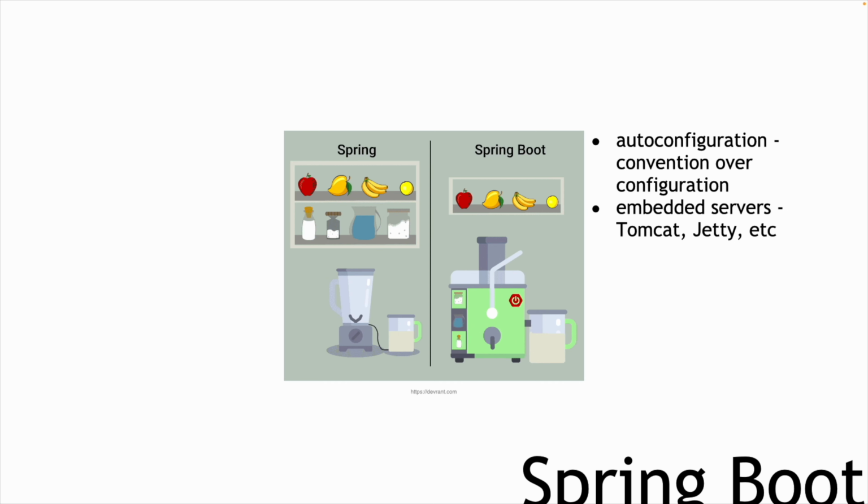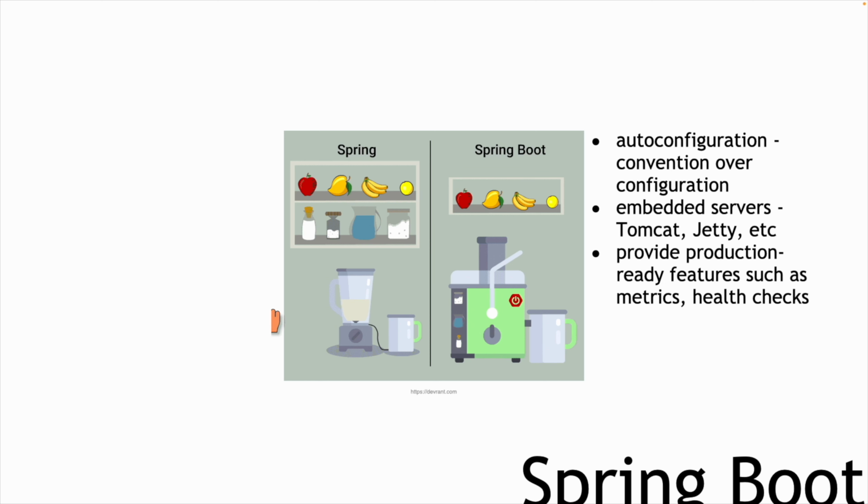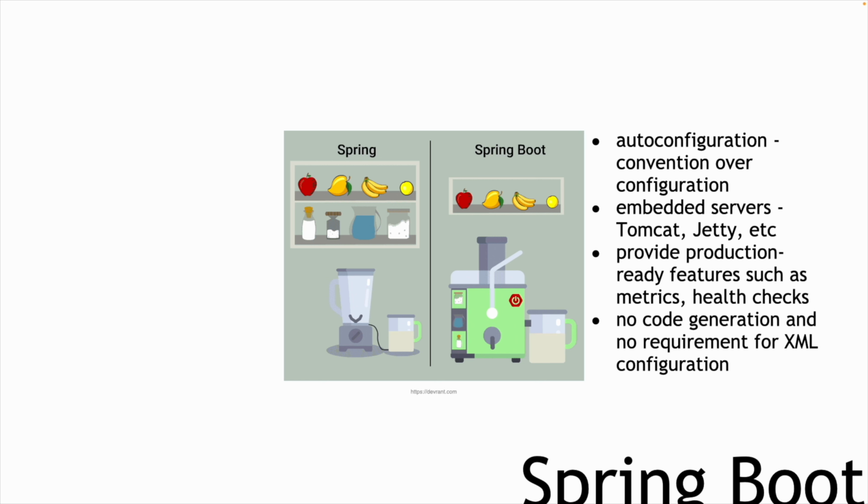Embedded servers. Normally, Spring Framework doesn't provide you the server. In such a case, you need to deploy the application into some external server like the JBoss or Wildfly, which you need to maintain. In case of the Spring Boot, it's embedded and you can use it on the local environment, but also on the production servers. Production-ready features such as metrics and health checks. And in this case, no code generation and no requirement for the XML configuration.